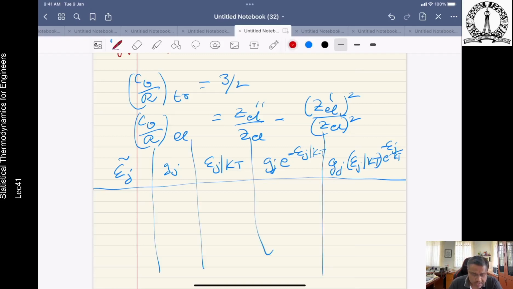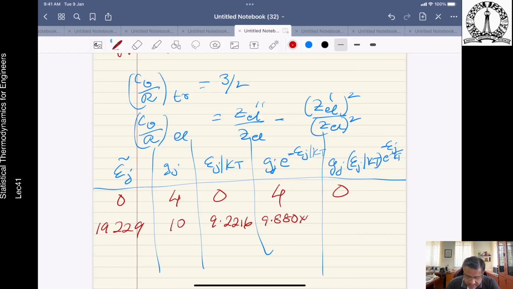So these quantities are given. I'm just going to compile a few. So for level 0, g_j is equal to 4, E_j by kT is equal to 0. So this becomes 4, this becomes 0, and the next one is also 0. Okay, so the next energy level, 2 to 9, is therefore given as 10, this is 9.2216, this is 9.880 into 10 to the power minus 4, this is 9.1183 into 10 to the power minus 3, and so on and so forth. So similarly, you can tabulate these three.